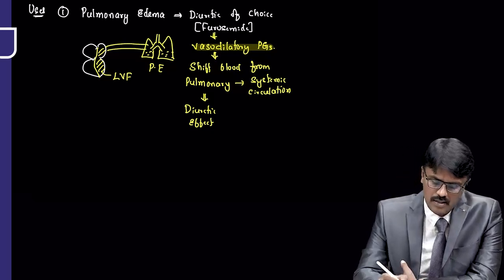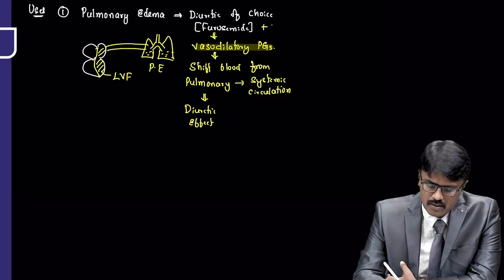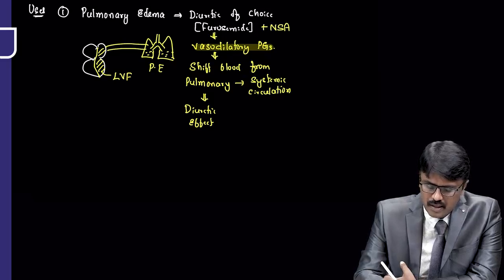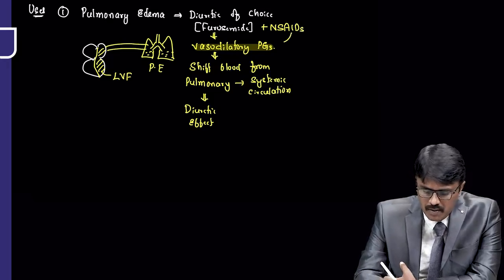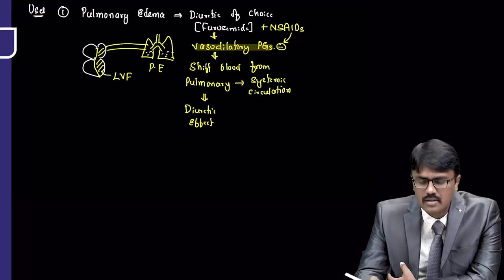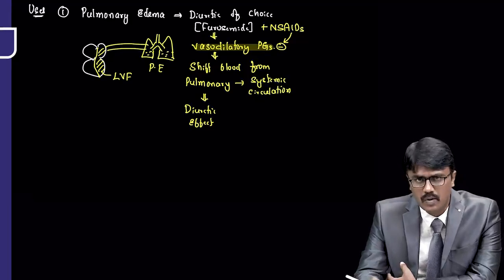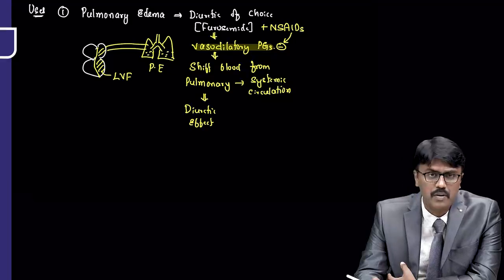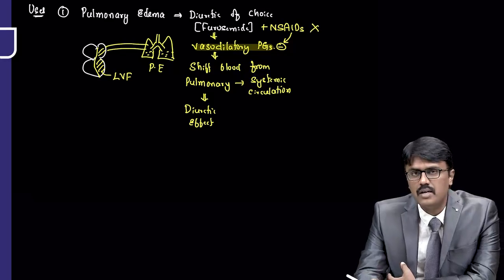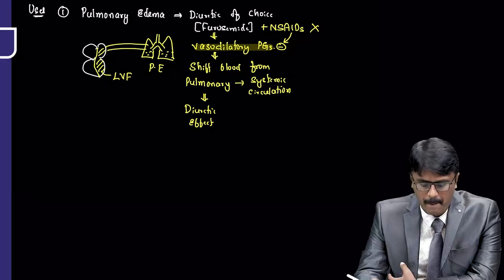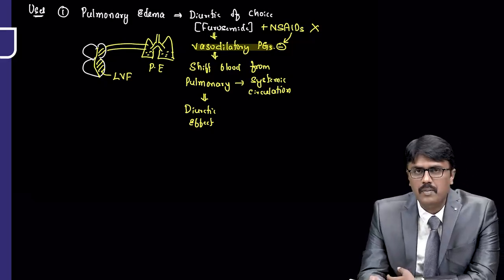The question here is, can we use loop diuretics with NSAID? Can we combine them together? No. The reason is, if we combine them, these vasodilatory prostaglandins will not be able to work, and it will not be able to provide the vasodilatory effect. So the NSAID with furosemide combination is irrational. So that is the use in pulmonary edema.